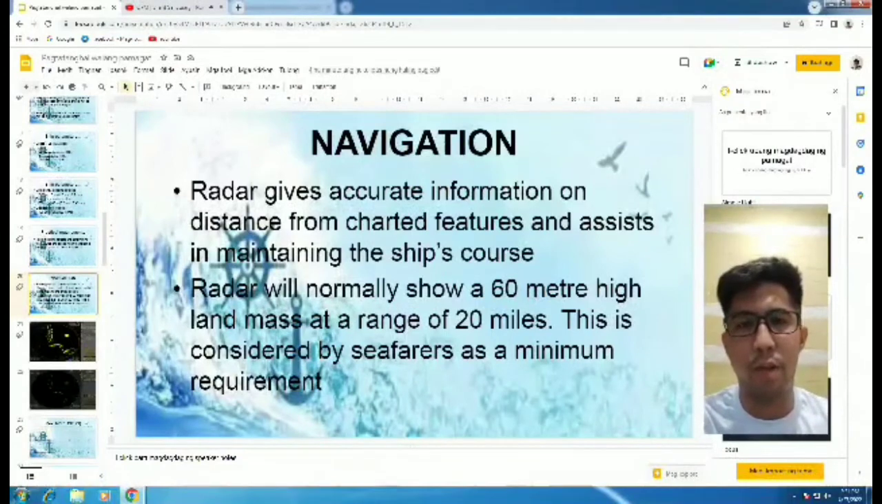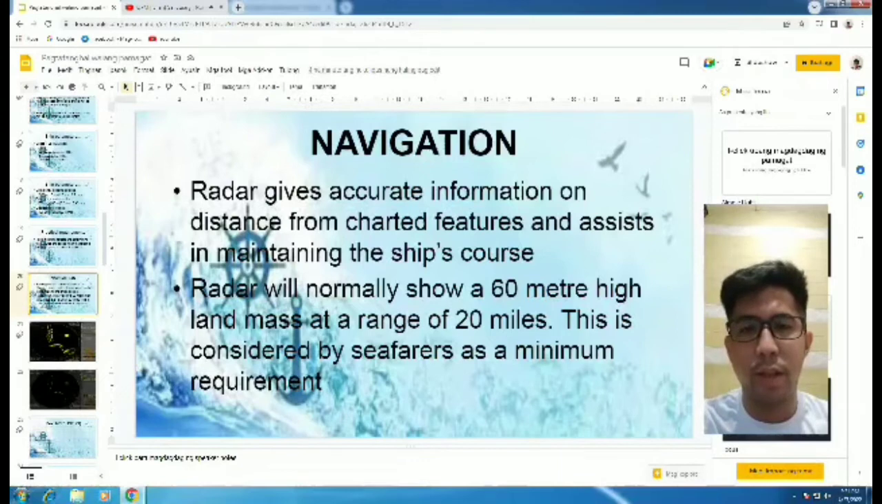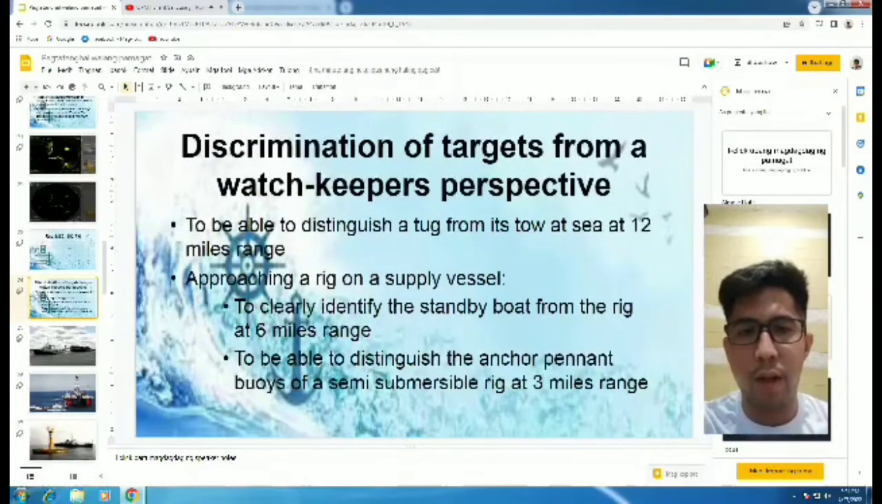I'm here to present about navigation. Radar gives accurate information on distance from charted features and assists in maintaining the ship's course. So this is the use of the radar. Radar will normally show a 60-meter high landmass at a range of 20 miles. This is considered by seafarers as the minimum requirement.